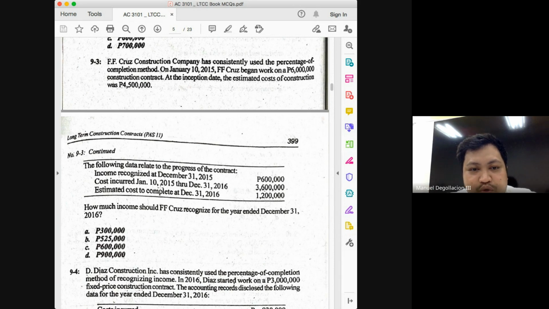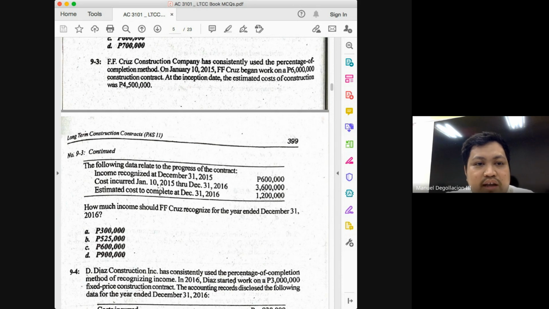Again, we are solving for 2016. So we need the cost at completion in 2016. Do we have the contract price, which is 6 million? Next, cost at completion. Is it any of the given amounts, class? It's not the 4,500,000. You will have to compute for the updated cost at completion.